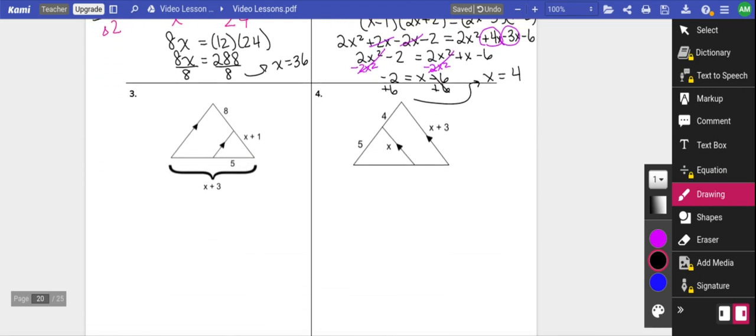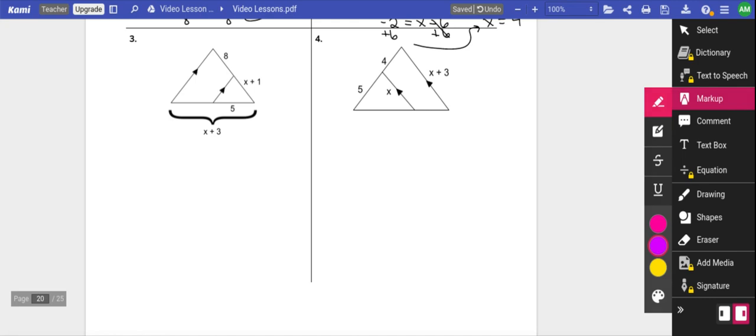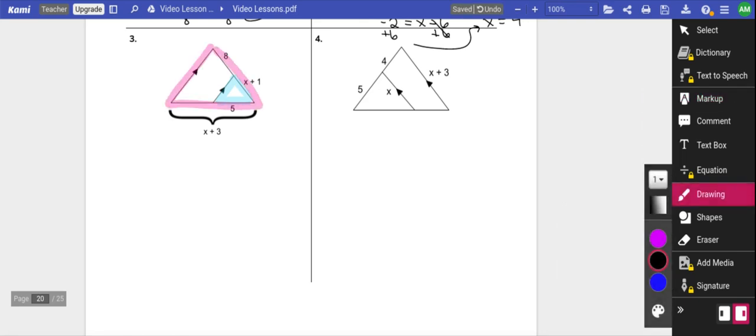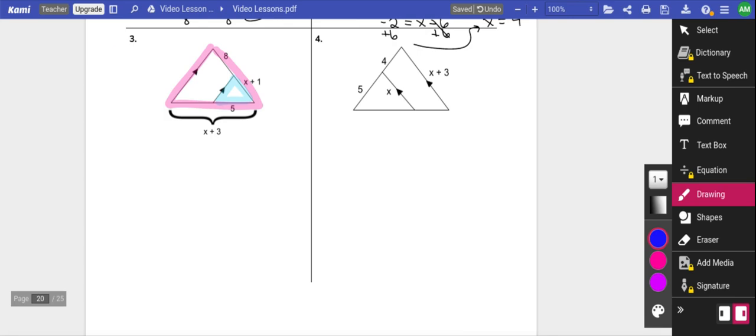We're going to try another one. This one's not going to be as nice. So again, we're going to start with our small triangle and our big triangle. And I'm going to draw them separated from one another. Here's my small triangle. I have a 5 and I have x plus 1.